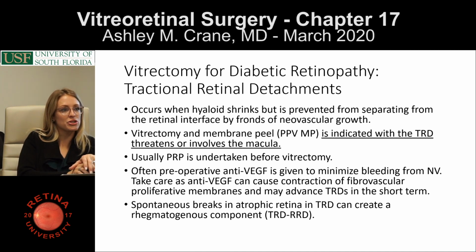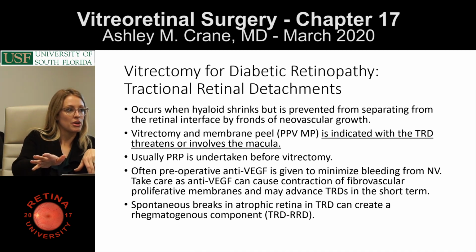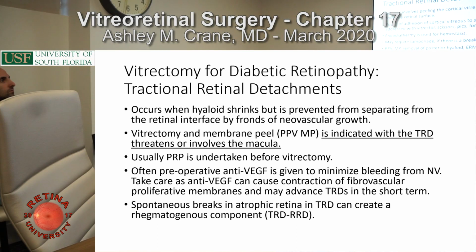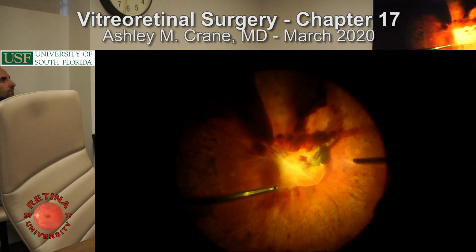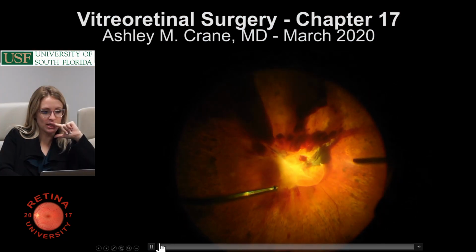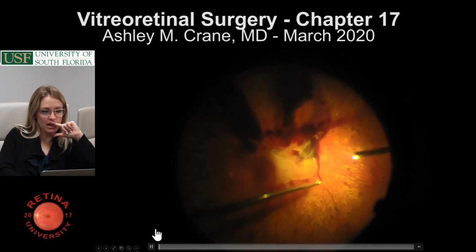You could have a tractional detachment that you basically relieve all the traction and leave them with no tamponade. And so that's different than most rhegmatogenous detachments that you're doing vitrectomies for. So here is, not all of these are my videos, but here is a video, and it was left-handed, so I don't think that's mine.